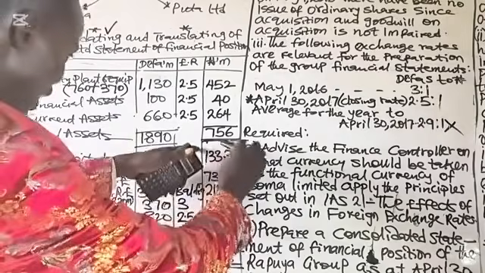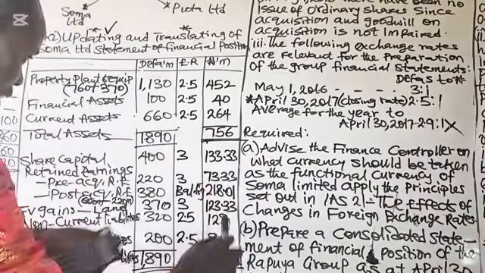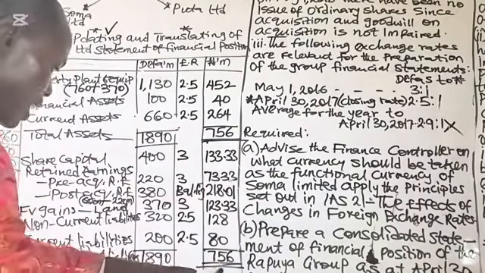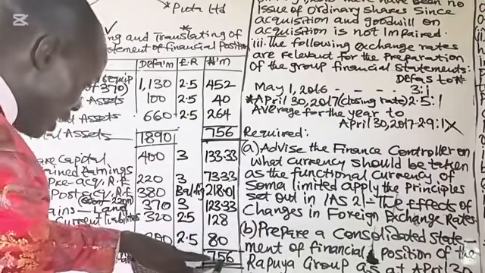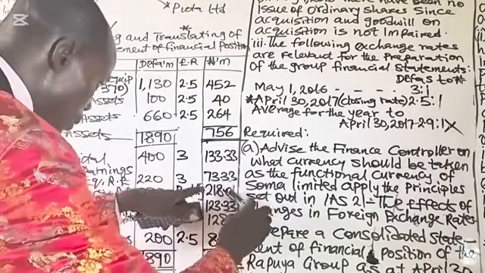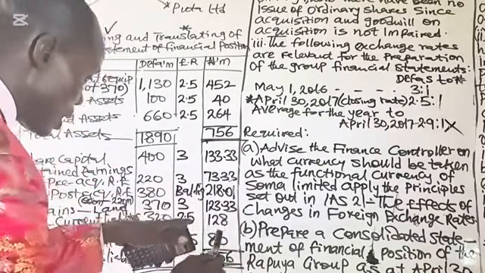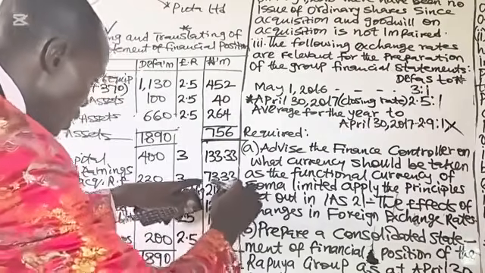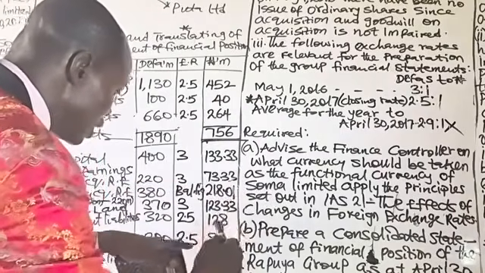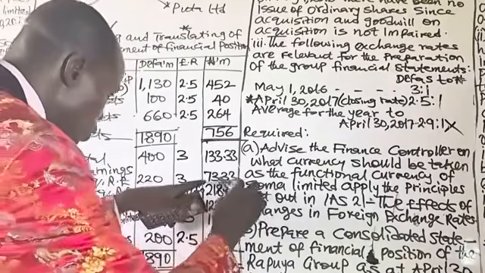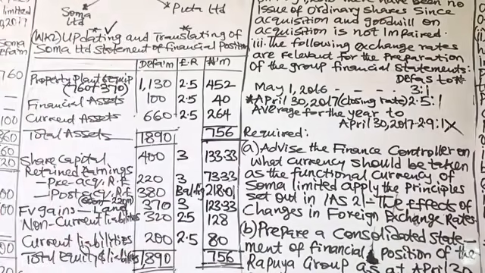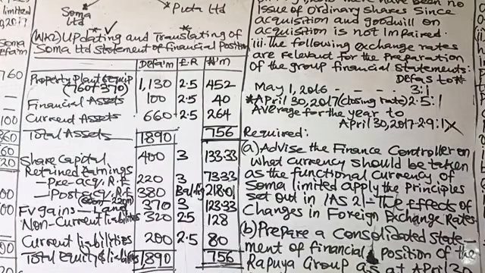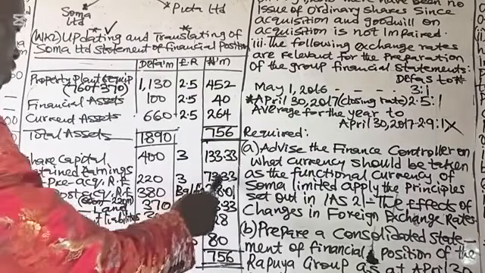If the total of the items is greater than this, that means this will be subtracted in order to make it equal to 756. So if the total is greater than 756, that means the post-acquisition profit will be subtracted in order to make it equal. The amount by which it is greater than 756 will be subtracted in order to make it equal to exactly 756. Take note of that. So we've done with updating and translation of the financial statements of the foreign subsidiary.